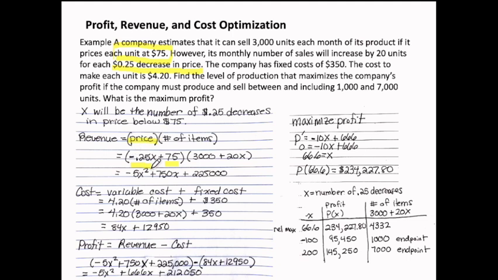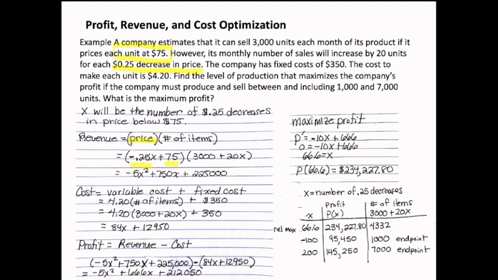So the x is going to represent the number of times we make a 25-cent decrease. For example, if we're starting at $75 and I want to make two 25-cent decreases, I would plug in 2 for x. That would bring me down by 50 cents. So then my price would be $74.50. So here's our price function.